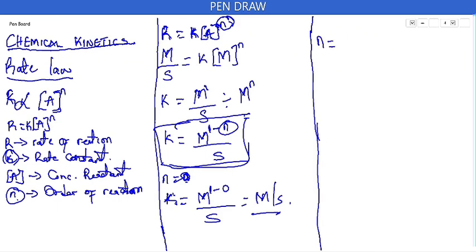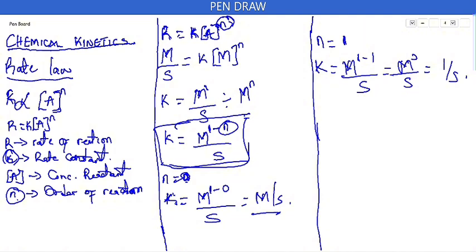When n is equal to 1, our K will be equal to molar raised to power 1 minus 1 over seconds, and this is M raised to power 0 over seconds. That will give us 1 over seconds, so it will be per second for a first order reaction, when our n is equal to 1.